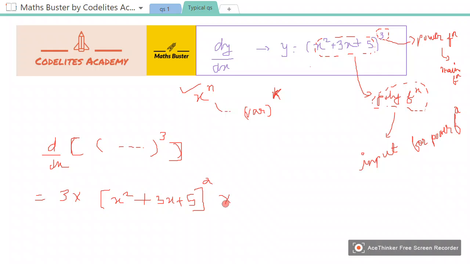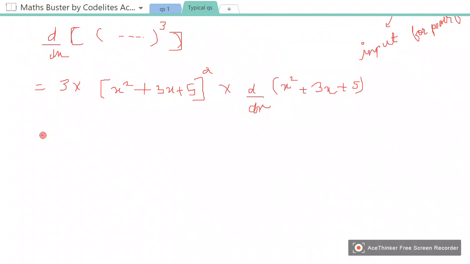Now is it completed? No. We will differentiate what now? Yes, the input we will differentiate. So d by dx of x square plus 3x plus 5. On the next line, 3 into x square plus 3x plus 5 whole square. This will be as it is, because it is already differentiated. Nothing to do now with these terms. Just simply carry it to your next step.